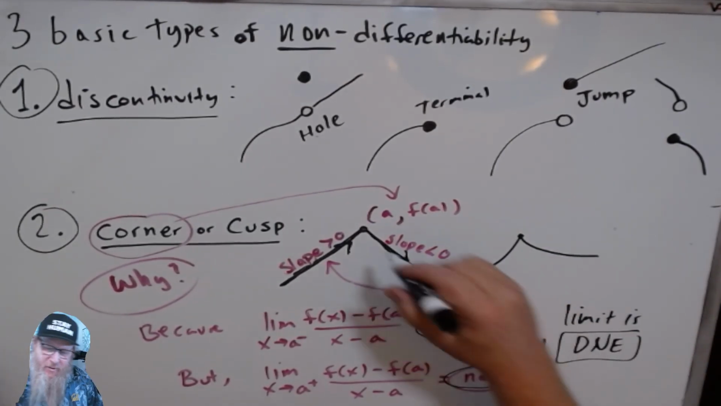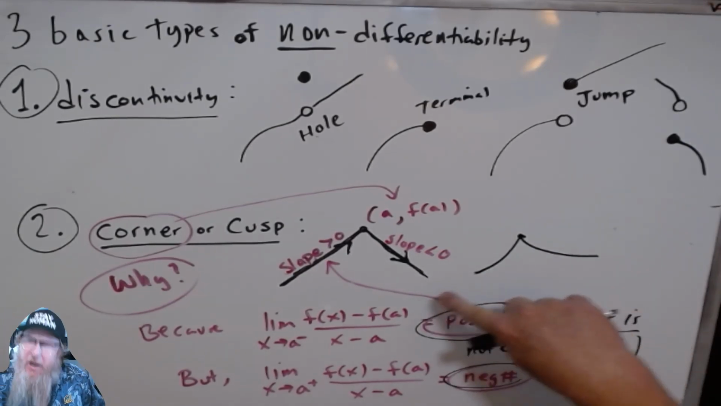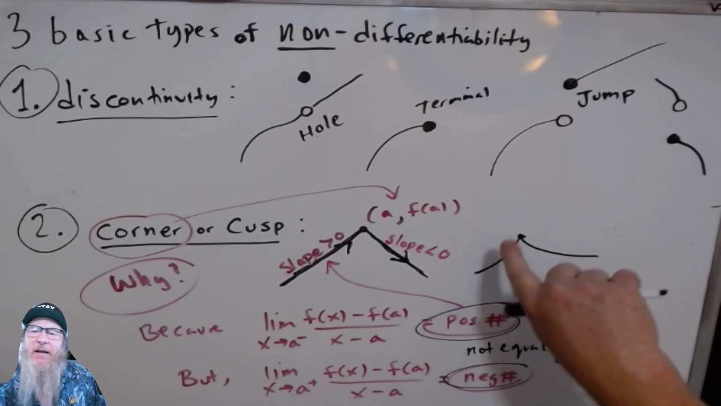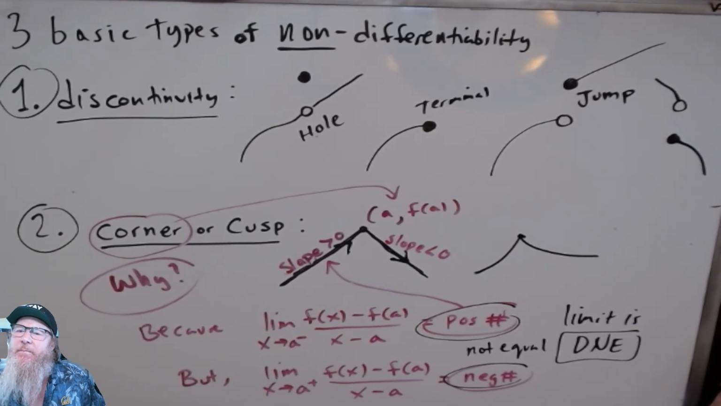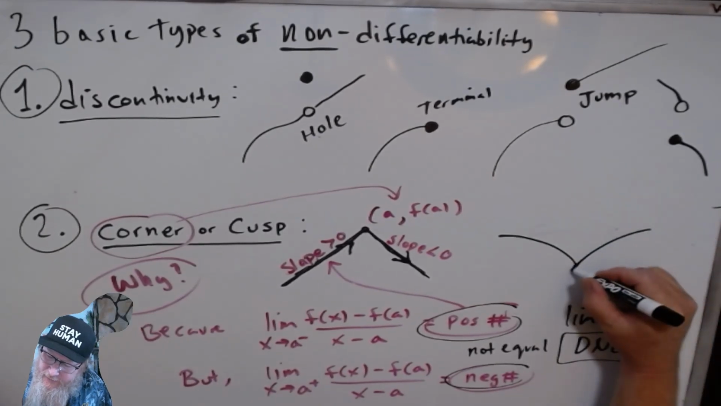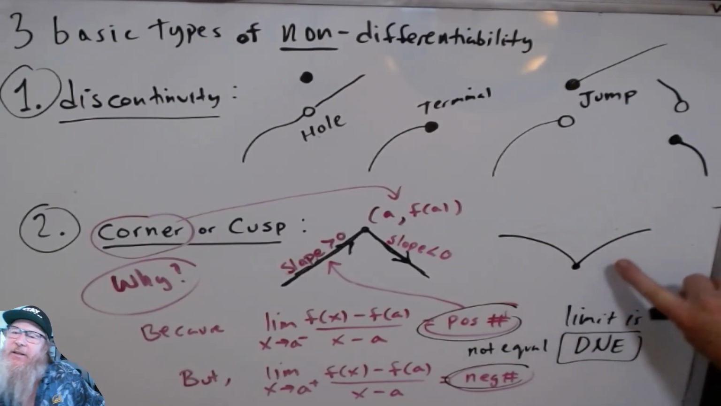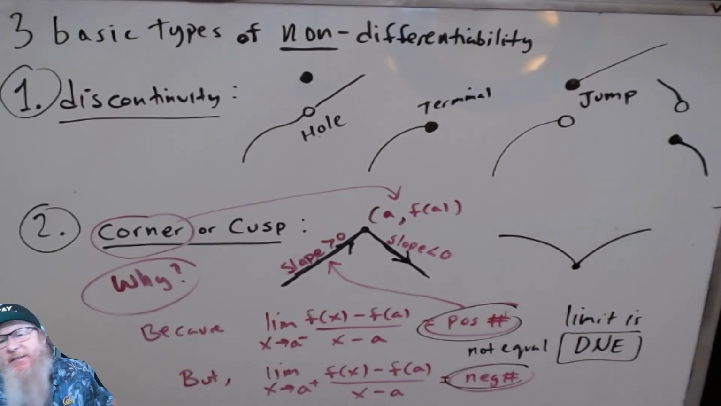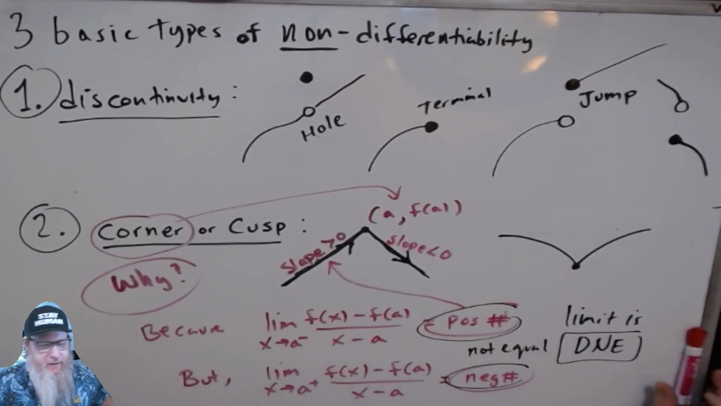All right. And so a corner or a cusp has the same basic property. On one side, the limit is usually a positive number, and on the other side, it's a negative number. It could be the other way around. You could have it like this. It still doesn't exist, but now the limit on the left is negative and the limit on the right would be positive, but still they're not equal to each other. Okay. So that's the second example of a type of non-differentiability.